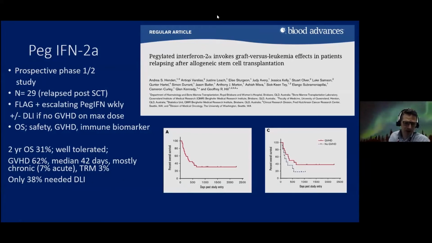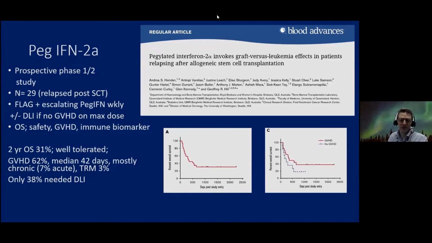They received FLAG reinduction therapy. And then at day 21 onwards, if they had adequate count recovery, they started on an escalating dose of weekly pegylated interferon alpha-2a, also known as Pegasys, starting at a dose of 45 micrograms subcutaneous once weekly. This was escalated each week, depending on blood counts and the absence of any GVHD.